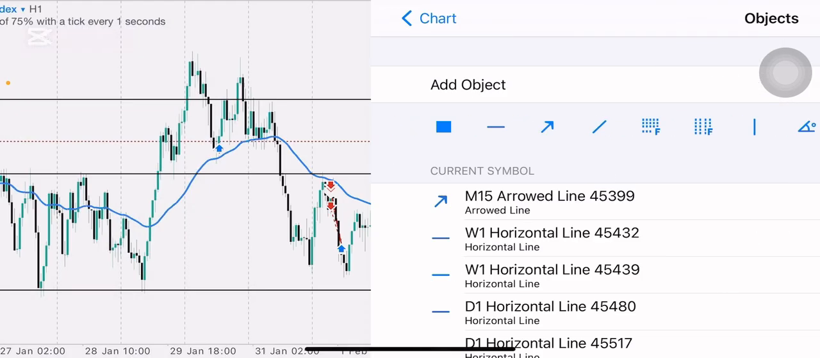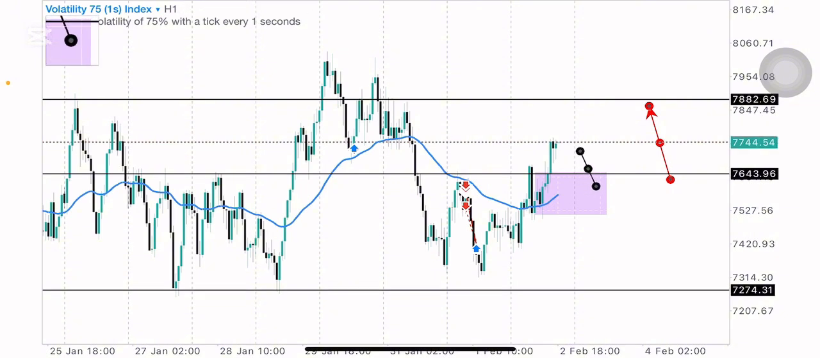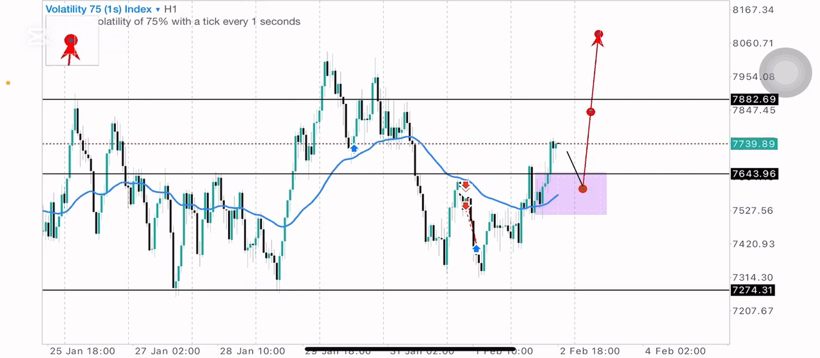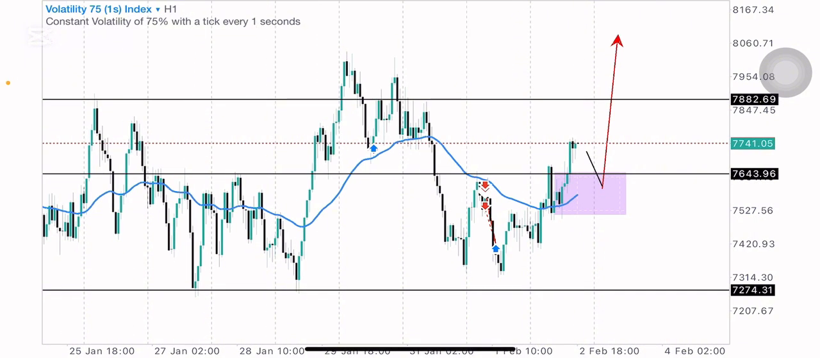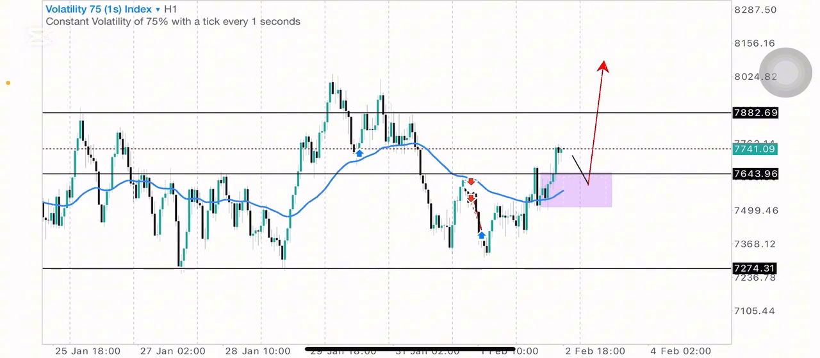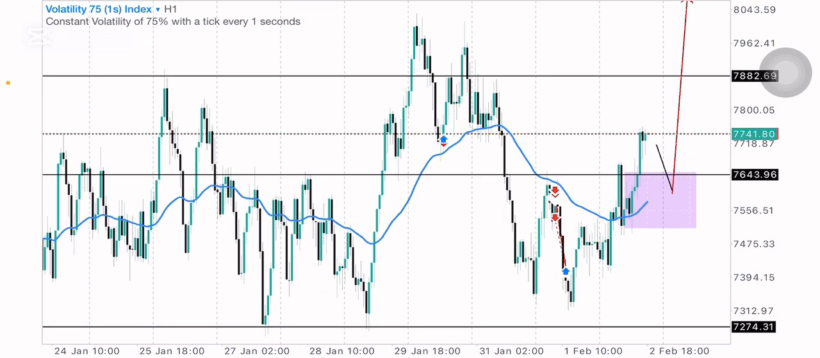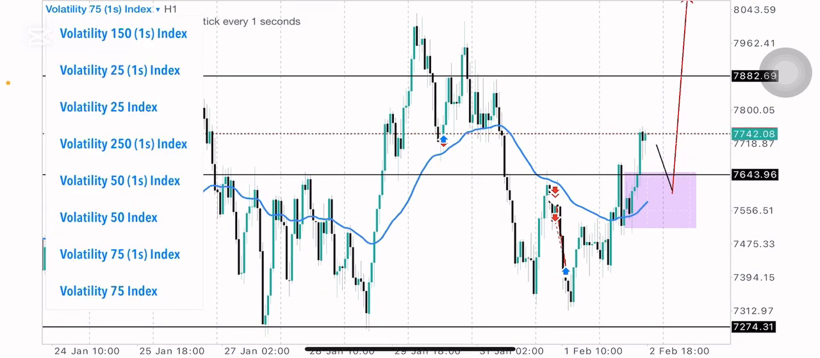So something like this, and yeah, this is it. This is what we want, and we might catch a whole lot of nice move to the upside. This is massive, guys. This is very clear, very simple and clear. You know, we trade a very simple strategy.